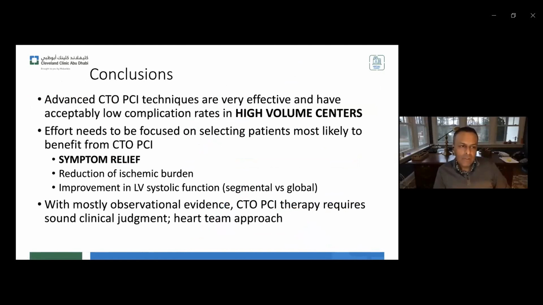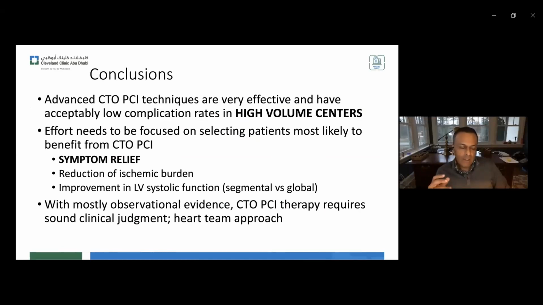So in conclusion, I would say that advanced CTO PCI techniques are very effective and have an exceptionally low complication rate only in high volume centers. An effort needs to be focused on selecting patients who are most likely to benefit from CTO PCI. And the main goal, honestly, at this point is symptomatic relief. To a lesser degree, I think we have some evidence to support reduction of ischemic burden and improvement in LV function, whether it be segmental or global.